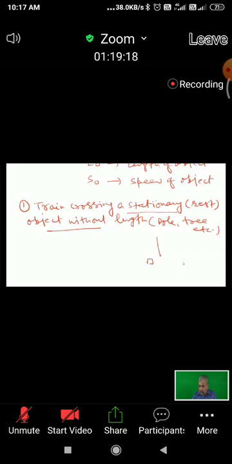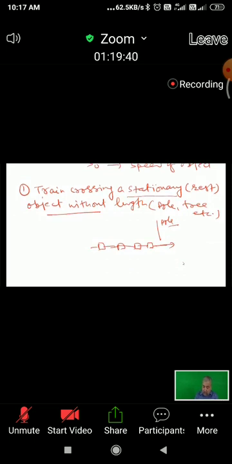So when the train is crossing this pole, it means the train is crossing its own length. Then what equation will be maintained? You know that distance equals speed into time. So the equation will be: length of train equals speed of train into time. This relation will be maintained.